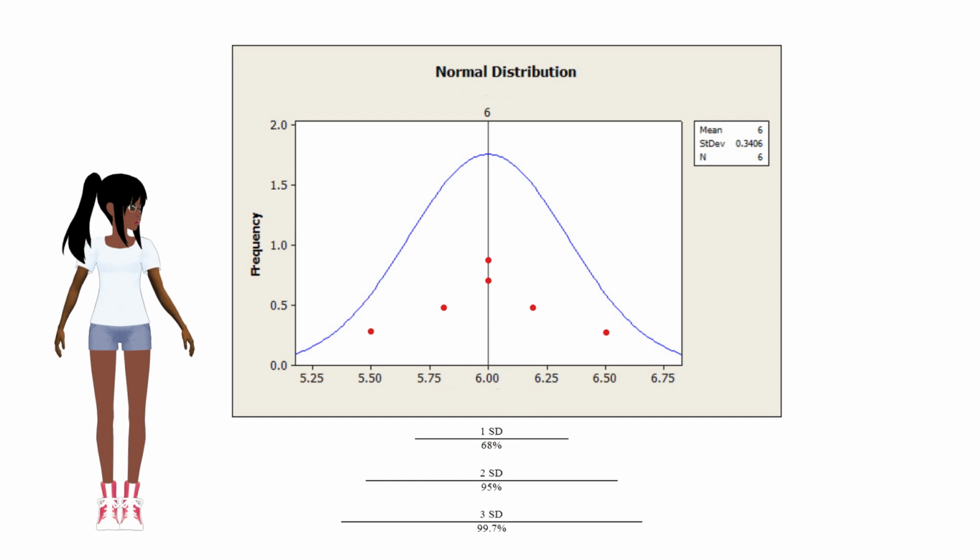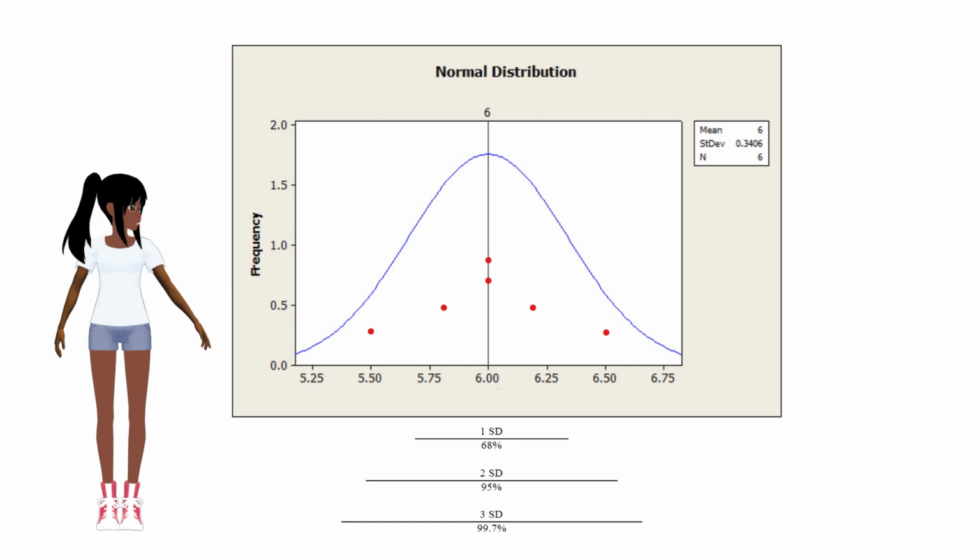If you go 2 standard deviations on both sides of the average, it will represent 95% of the area under the curve. And if you go 3 standard deviations on both sides of the average, it will represent 99.7% of the area under the curve. This is true for all normal distributions. And the area under the curve represents the probability that a data point will fall in that range.